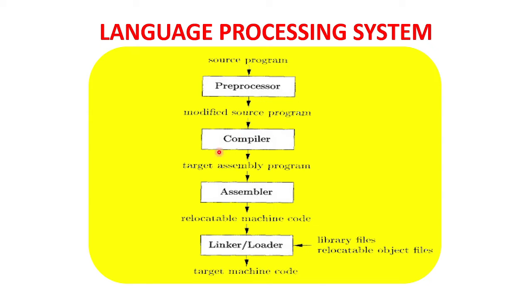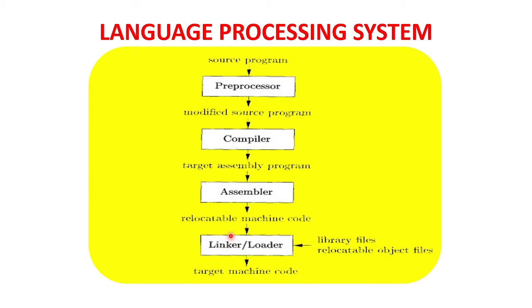Compiler will convert it into target assembly level program which machine understands. Then target assembly level program will be given as an input to assembler. Assembler will convert it into relocatable machine code. Okay, that is 0 and 1s in the file, and the file is relocatable. You can put it in any memory and anywhere in the memory. So that relocatable machine code is given as an input to the linker.